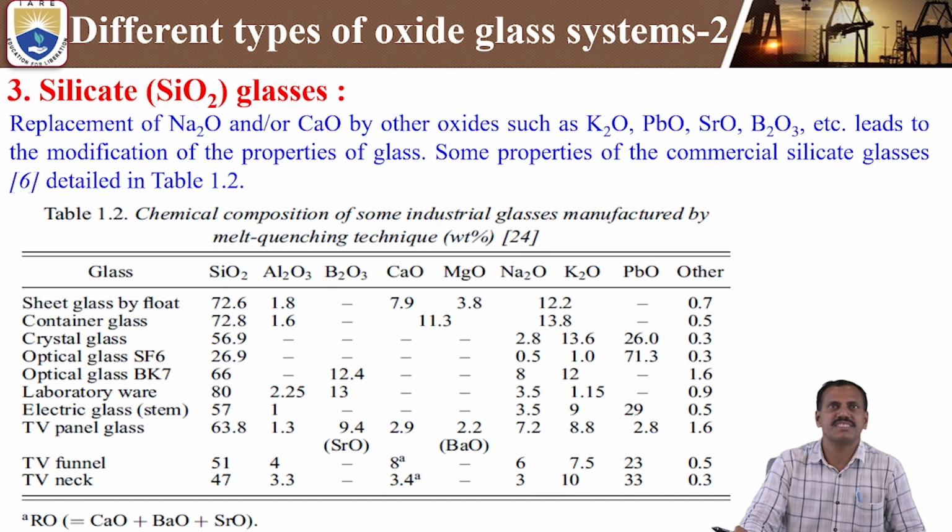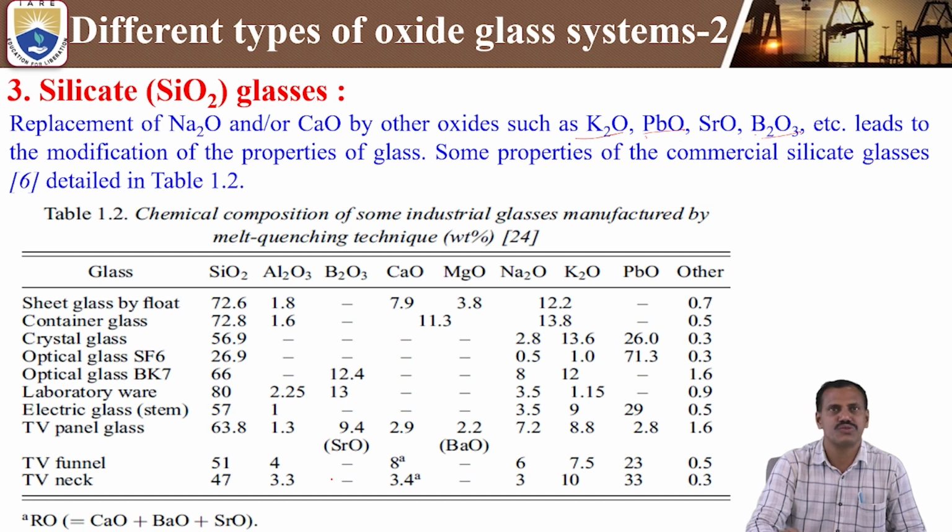Now coming to the replacement of sodium oxide and/or calcium oxide by other oxides such as potassium oxide K2O, lead oxide PbO, strontium oxide SrO, and borate B2O3, boron trioxide. These lead to the modification of the properties of glass. Some properties of commercial silicate glasses are detailed in table 1.2.